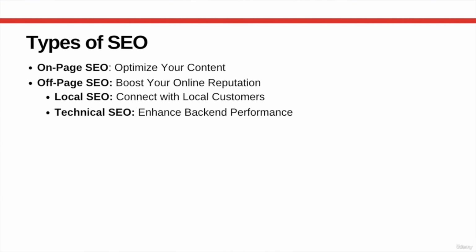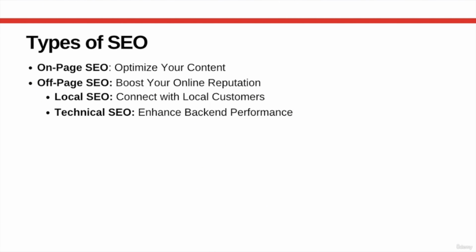Local SEO. Local SEO helps businesses reach customers in specific areas. This includes optimizing your Google My Business profile so locals can find you, and using local specific keywords to attract nearby customers. Technical SEO. This focuses on improving the backend of your website. It ensures your site loads quickly, is mobile friendly, and easily crawlable by search engines, helping them understand your content better.